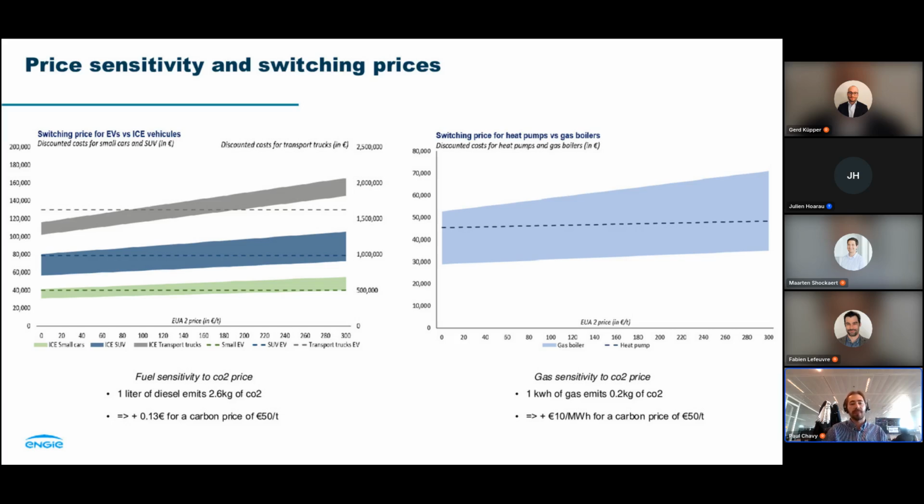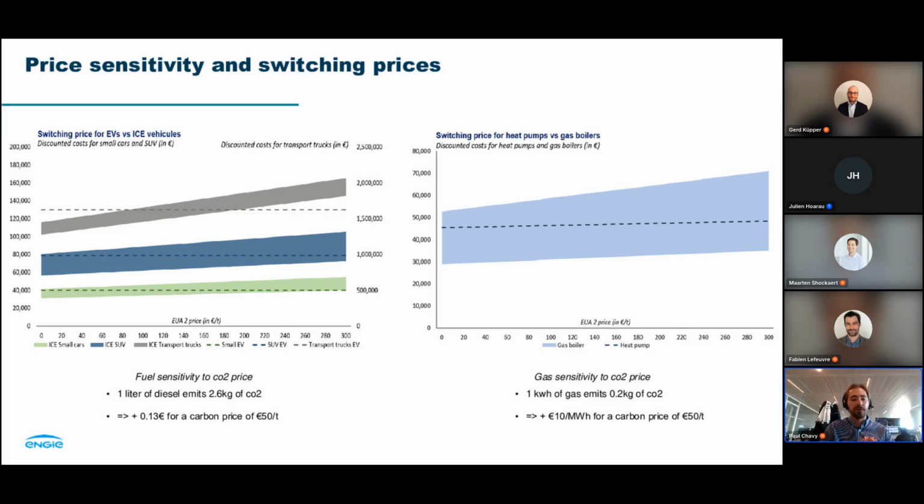But when does it make economic sense to switch? Here are two graphs that illustrate the pivot points for switching based on discounted costs that account for all relevant costs, meaning upfront costs and costs in the future that are discounted into the present, as a function of the carbon price. If we look closer at the left graph, this is a comparison of the cost for electric vehicles and thermal vehicles.